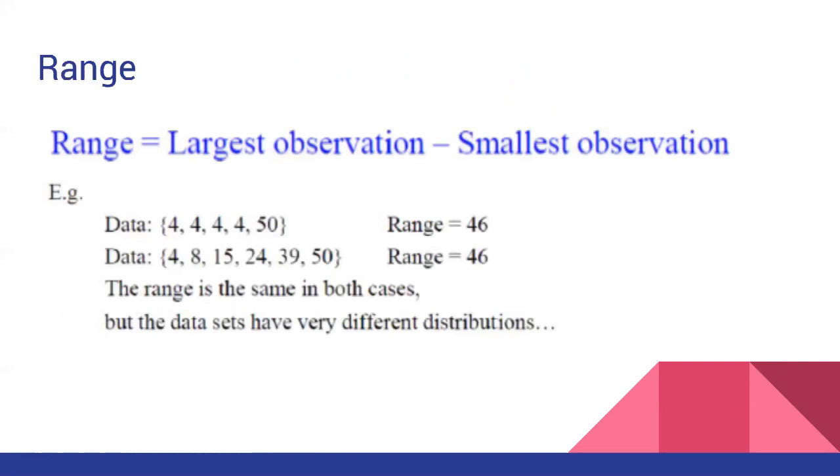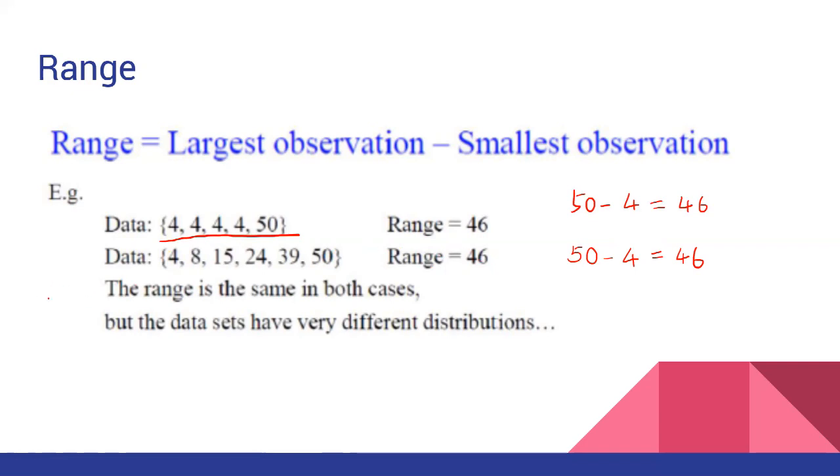First of all, range. Range is defined as the largest observation minus the smallest observation. That means the distance from the smallest observation to the largest observation. For example, if we have a data set 4, 44, 45, 50, then the range is 46 because the largest observation is 50 minus the smallest observation, which is 4, and you get 46. For another example, if we have a data set 4, 8, 15, 24, 39, 50, the range is also 46 because the largest observation here is 50 minus the smallest observation, which is 4. Then you will get 46. So 46 here in the second data set is the range.